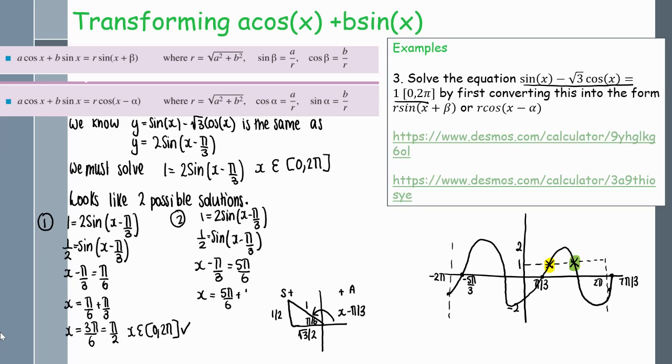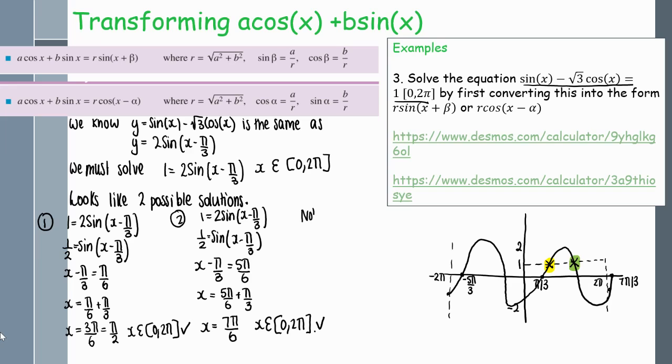So I end up with theta, or x minus pi on 3, equals 5 pi on 6. Again, move the negative pi on 3 by adding it on to the other side, and we get x equals 7 pi on 6. That corresponds with what I got in my graph. Notice both of these solutions are within our domain, 0 to 2 pi. So I can mark them off as correct.